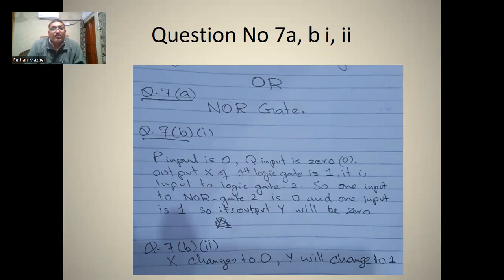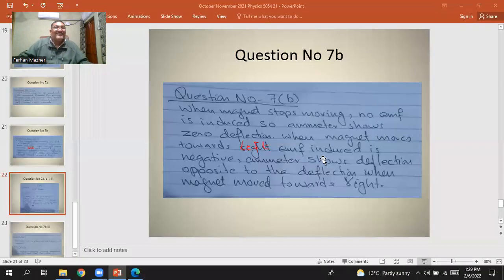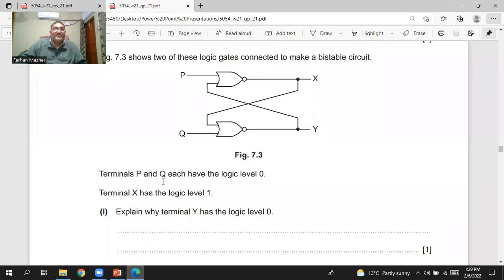So for question number 7B, first part, P input is 0, Q input is 0. Output X of the first logic gate is 1. This is given in the question. It is input to logic gate number 2. So one input to NOR gate number 2 is 0, and the other input is 1. So its output Y will be 0, because you remember how we tell the output of the NOR gate: we add both the inputs and then we invert the answer. So hopefully you understand. Okay, so let's move to the next part, which is a little difficult.